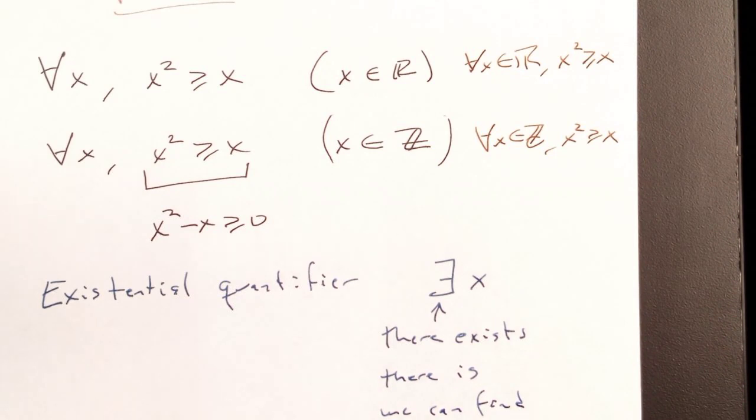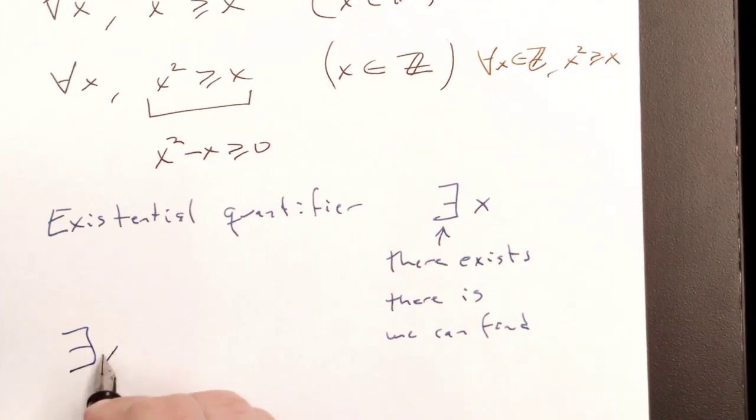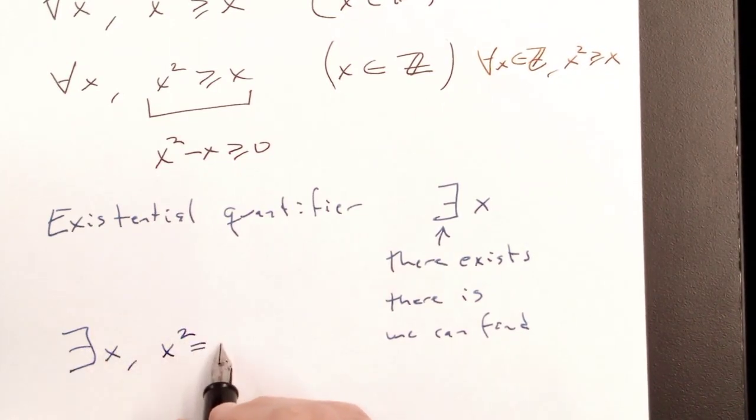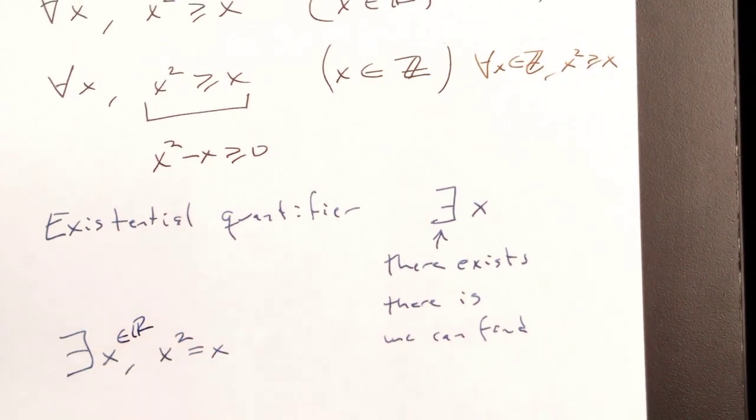Those are all legitimate translations of this symbol. So if I were to write... I forgot to write it down, Dan, I apologize, there it is. There exists an x in the real numbers so that x squared is equal to x. True or false?